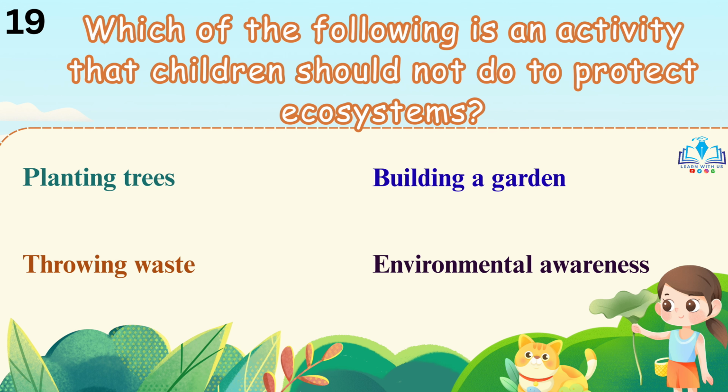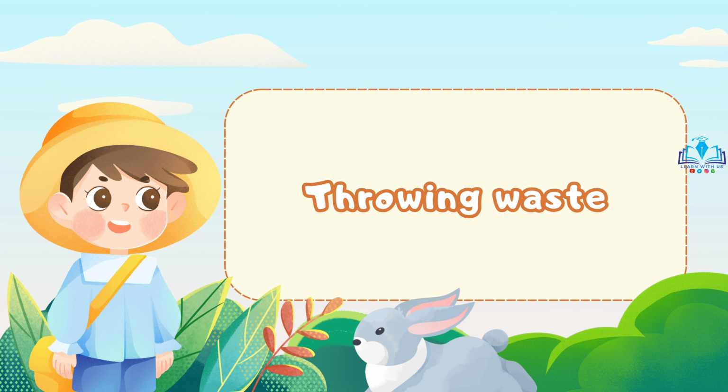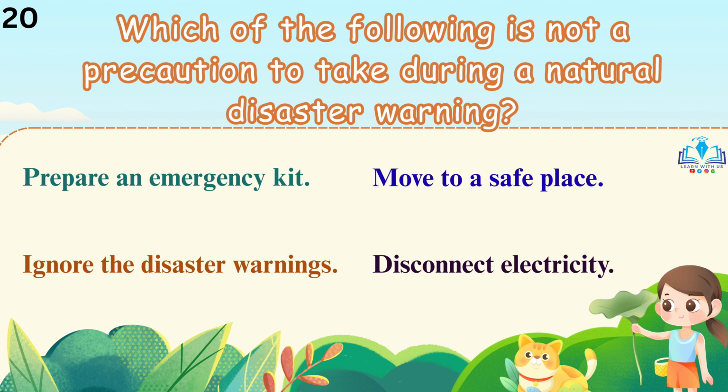Question 19. Which of the following is an activity that children should not do to protect ecosystems? A. Planting trees. B. Building a garden. C. Throwing waste. D. Environmental awareness. Answer C. Throwing waste.